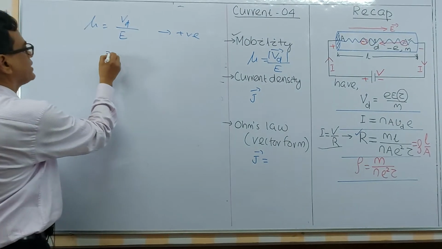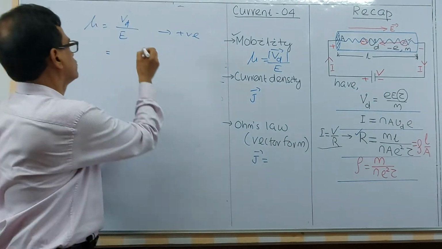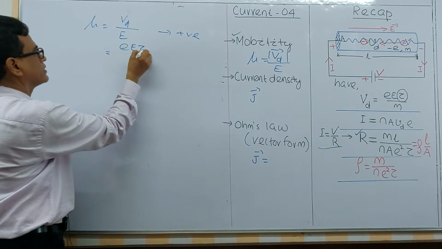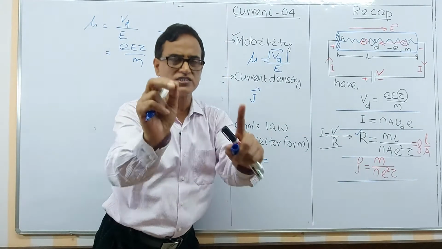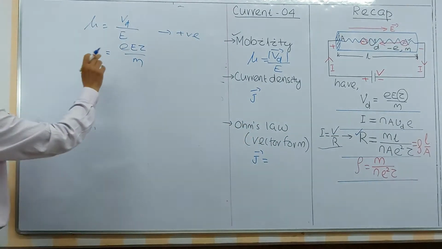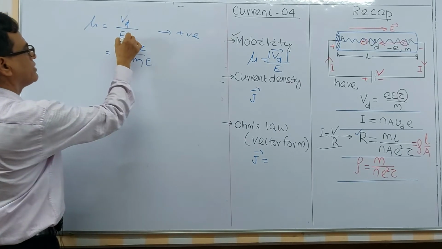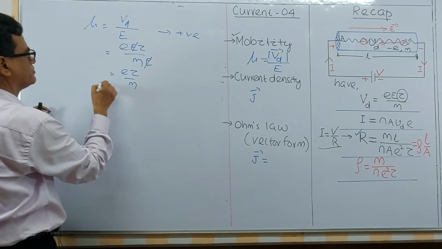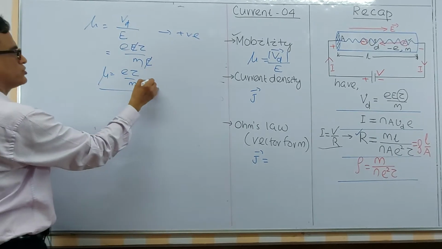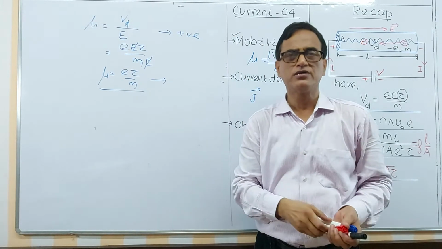Now Vd equals E tau by m. Remember, these are the only key equations to answer all the questions. Mobility is E tau by m divided by E. E cancels out, so mobility is E tau by m. Now it is your duty to tell on what factor the mobility depends.